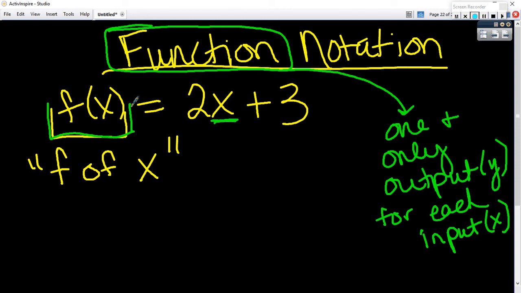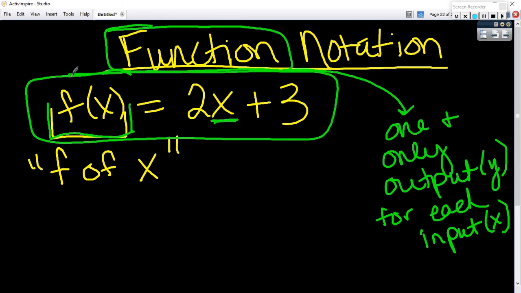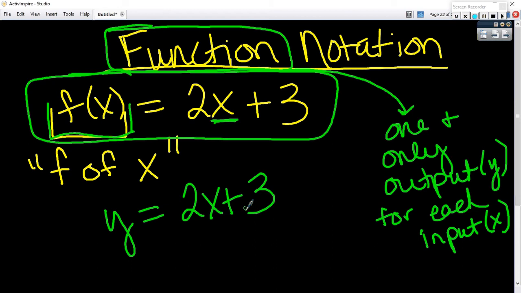Now, if you're graphing, and I asked you to graph this, you would just graph y equals 2x plus 3, okay? It kind of takes the place of y. In fact, it exactly takes the place of y, but it just says that it's a function. So tomorrow we'll really work with some functions. Today, I want you to practice with this notation and what it means.